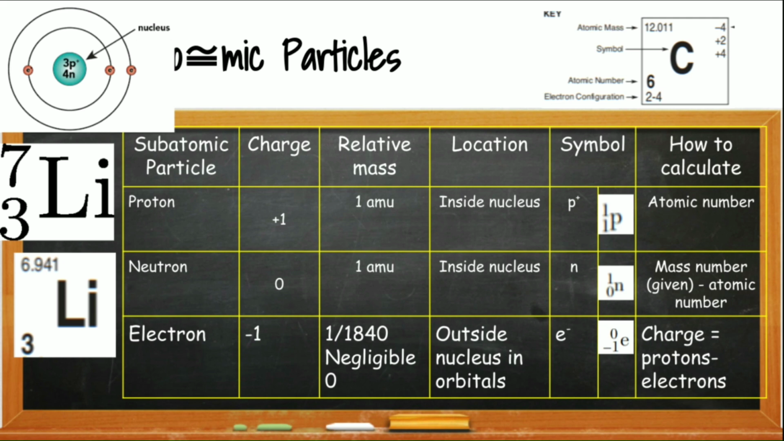Now, the charge of a species is defined as the positive protons minus the negative electrons, but in an atom, the charge is going to be 0. And so what we'll see is in an atom, when the charge is 0, because we have 3 protons and 3 electrons, there won't be any number in this upper right-hand corner.